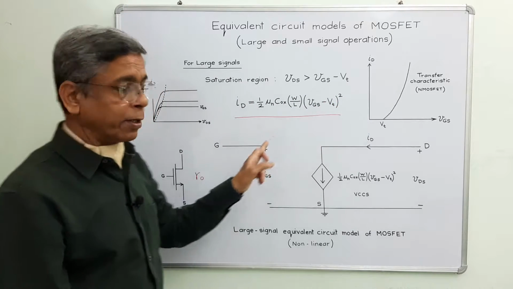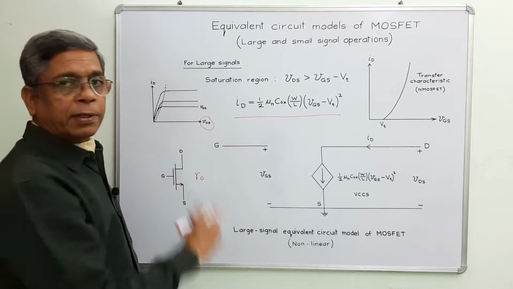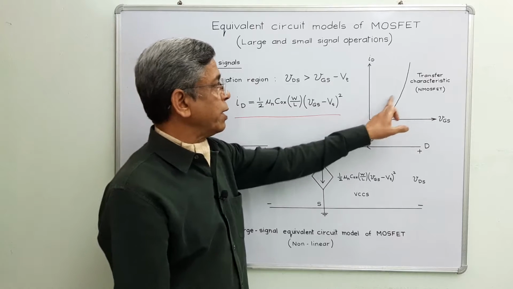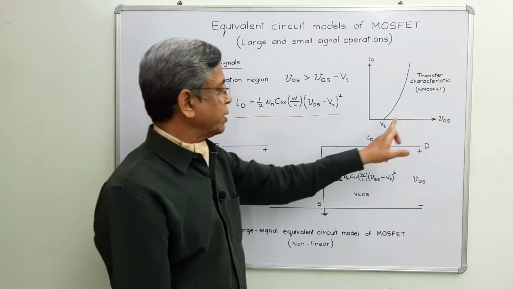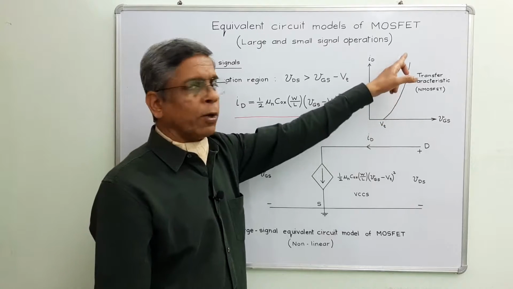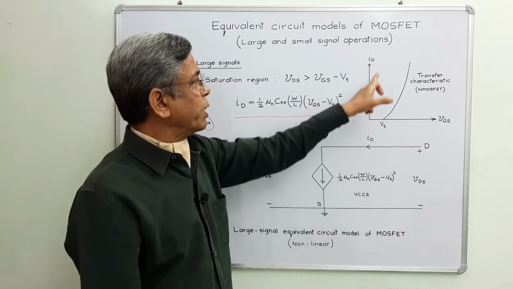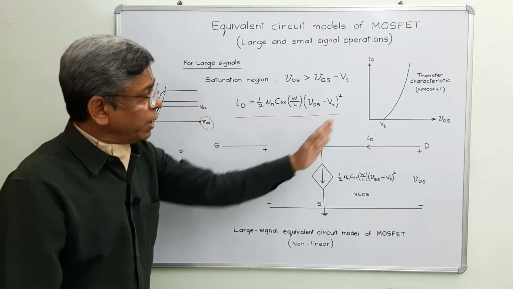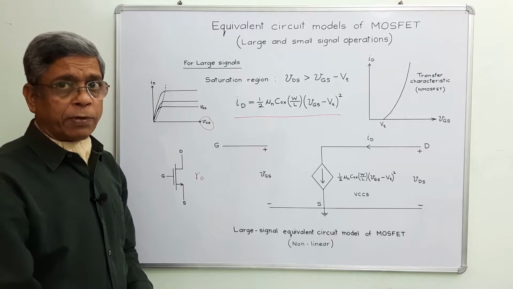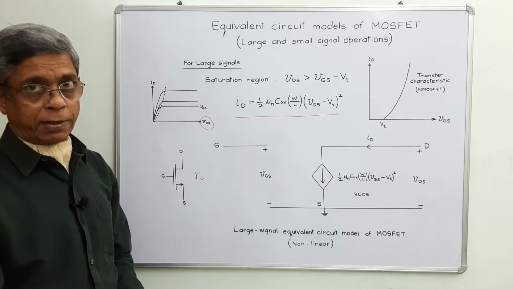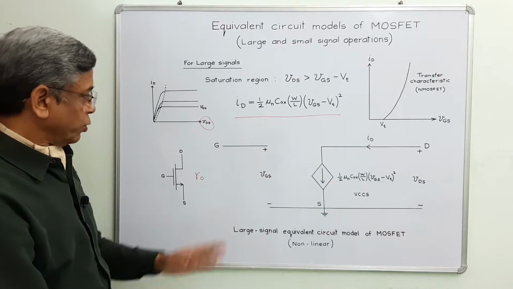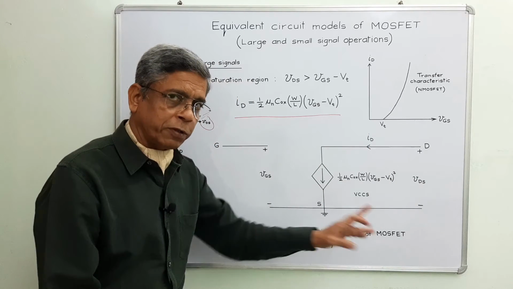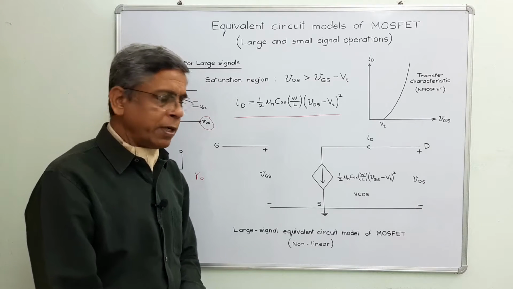This expression does not include VDS, and the dependence of ID on VGS is shown in the transfer characteristics for N-MOSFET. This is the threshold voltage, and this is a nonlinear relationship between ID and VGS. By using this information, we can try to make one equivalent circuit, which I'll explain in detail. So this is the large signal equivalent circuit model of MOSFET. Let us take one point at a time.